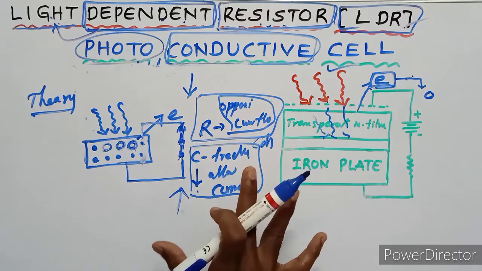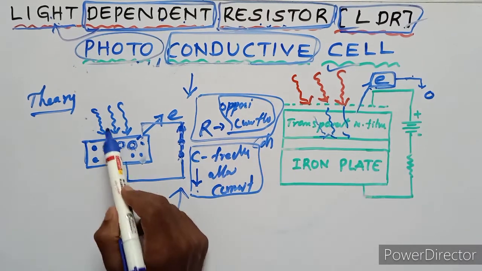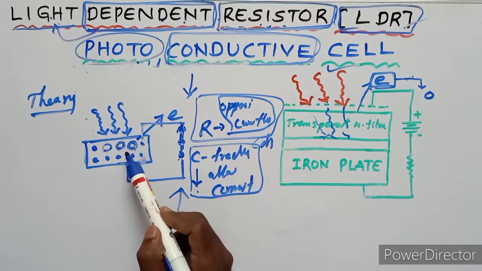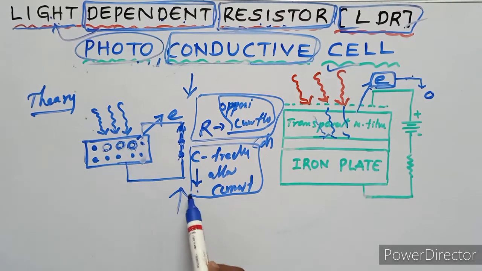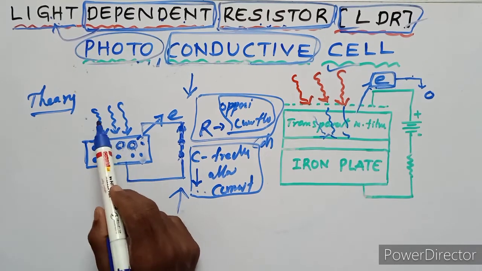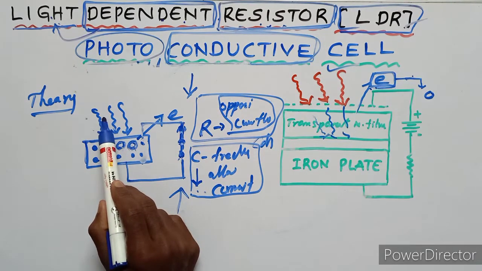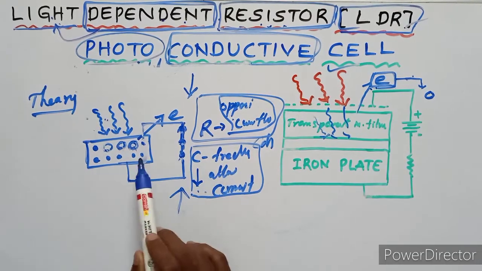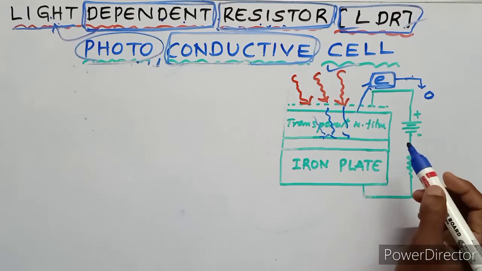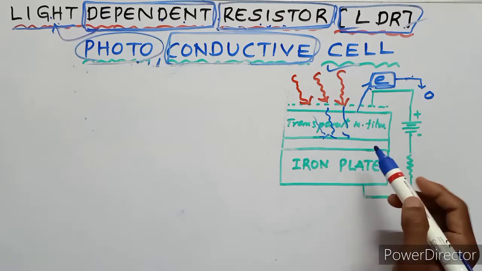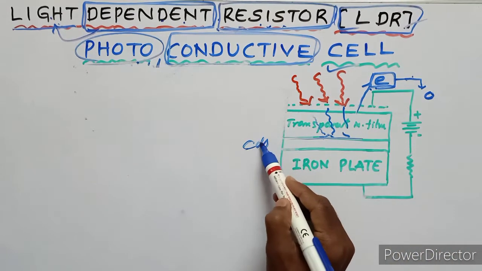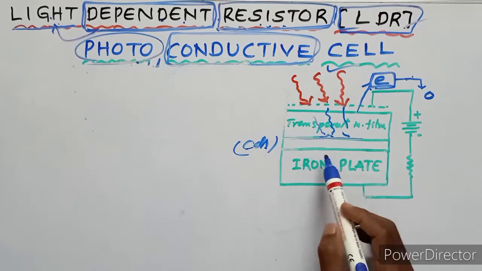Okay, so hence it is called a light dependent resistor, also called a photoconductivity cell. In this experiment, the thin film is cadmium sulfide, CdS.